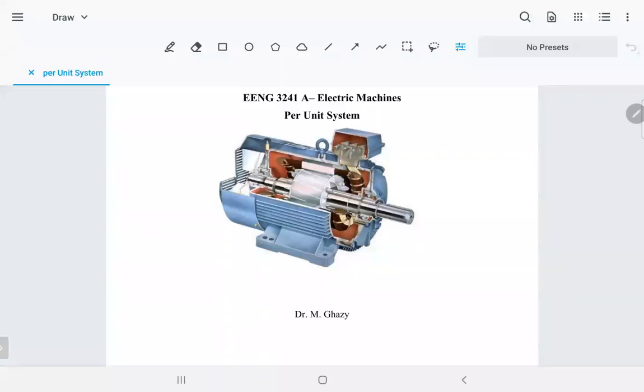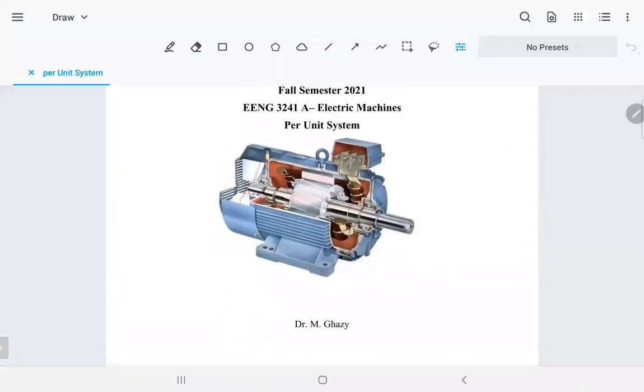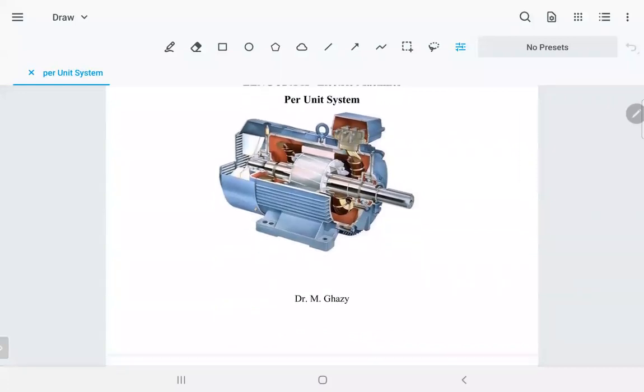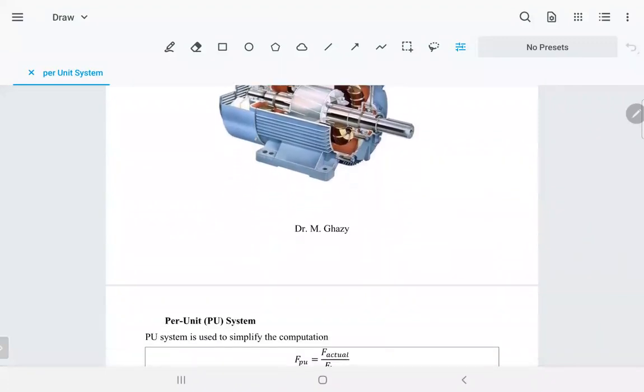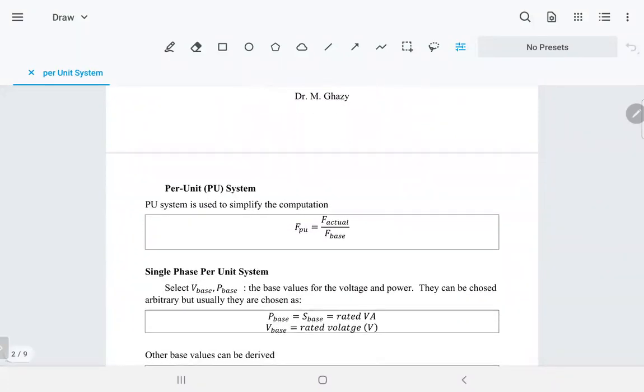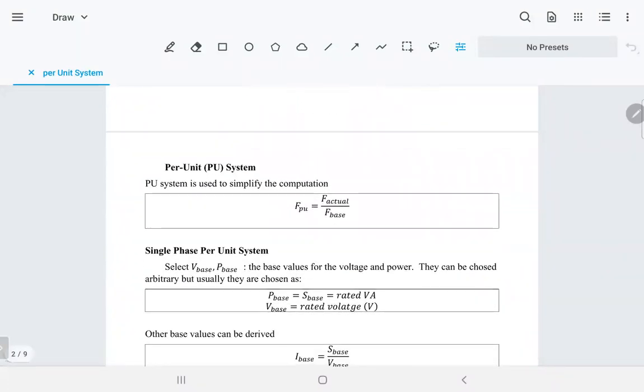So it's called per unit system. What does it mean, per unit system? Per unit system is like you want to find quantities referred to a reference. And let's say that a person has $100, somebody has $200. We got to make a reference so we can compare between the two people.